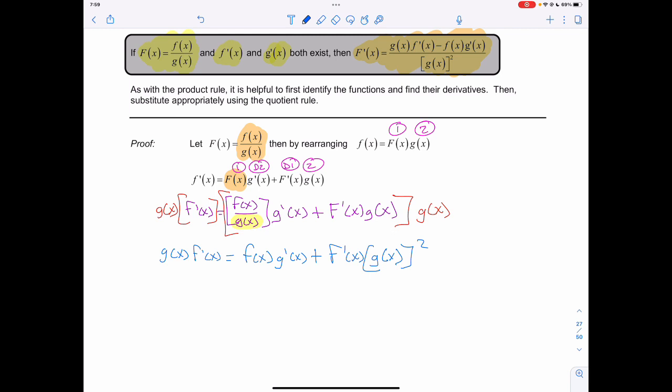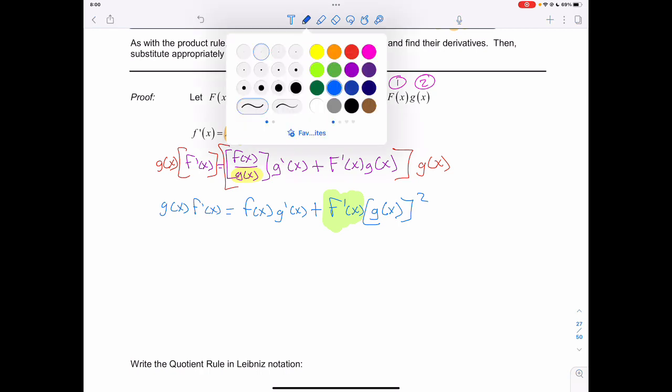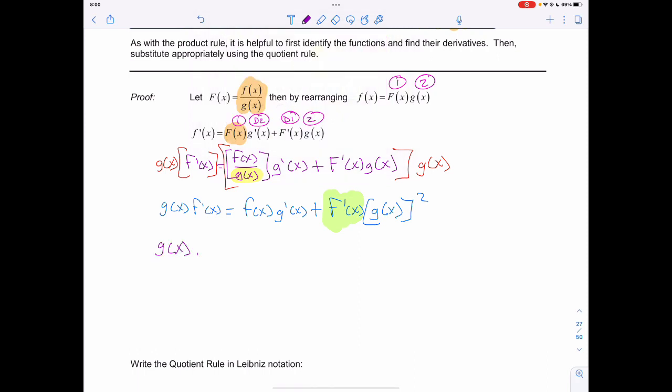Now at this point, because all I'm really trying to do is solve for what capital F prime of x is, I'm just going to isolate it using the same process that we usually would. I'm going to move that f of x times g prime of x to the left-hand side. So that is now going to become g of x times f prime of x minus f of x times g prime of x. And that's going to equal capital F prime of x times g of x squared.